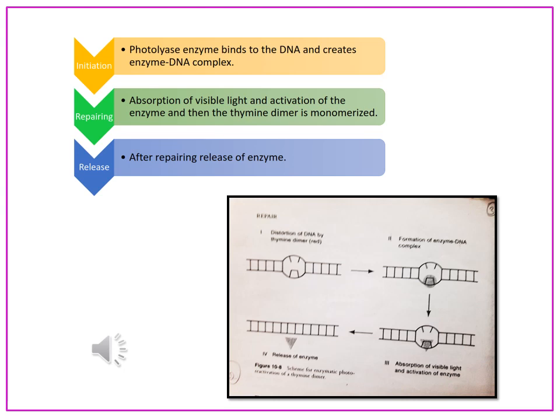The process of photoreactivation involves initiation, repairing and release of the enzyme. First, in initiation, the photolyase enzyme binds to the DNA and creates an enzyme-DNA complex. Then in the repairing process, upon absorption of visible light and activation of the enzyme, the thymine dimer is monomerized. Finally, the release: after repairing, the enzyme is released, the thymine dimer has been monomerized, and the damaged DNA strand is completely repaired.